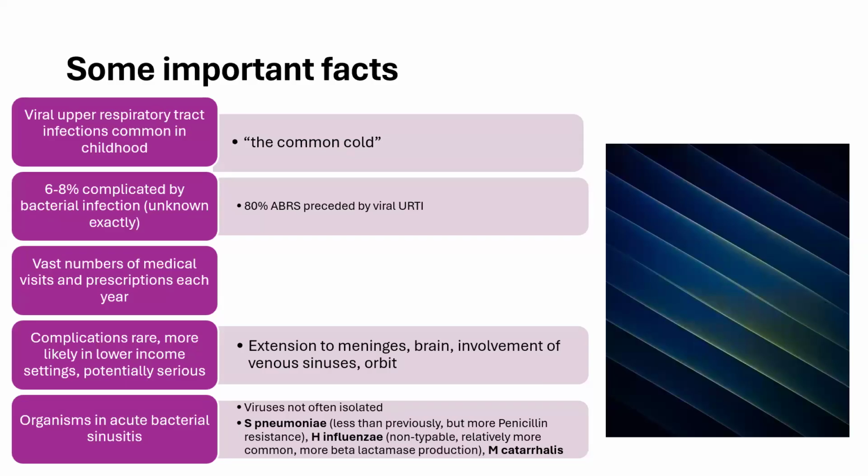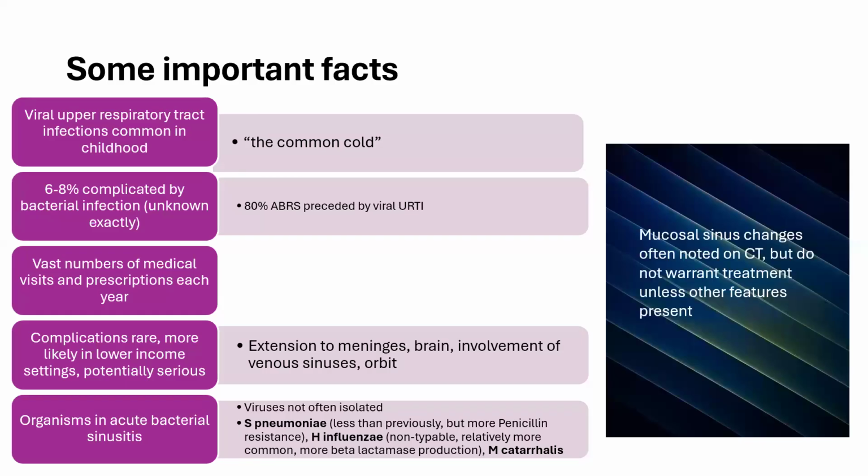But so it's usually the bacteria, the strep pneumoniae, which we're seeing less common than before because of the pneumococcal vaccine. But the ones we're seeing are tending to be more penicillin resistant: Haemophilus influenzae, that non-typable, and these are becoming relatively more common than the strep pneumo. They are having more beta-lactamase production, and Moraxella catarrhalis, which is almost always a beta-lactamase producer.